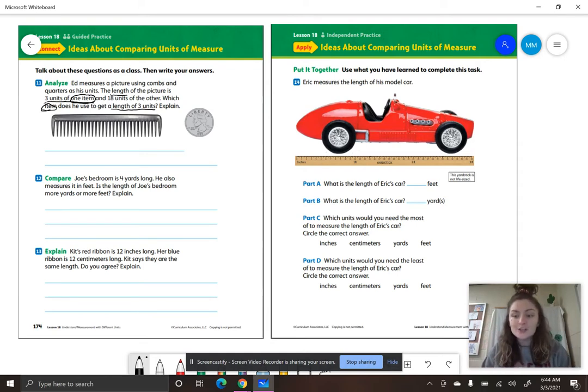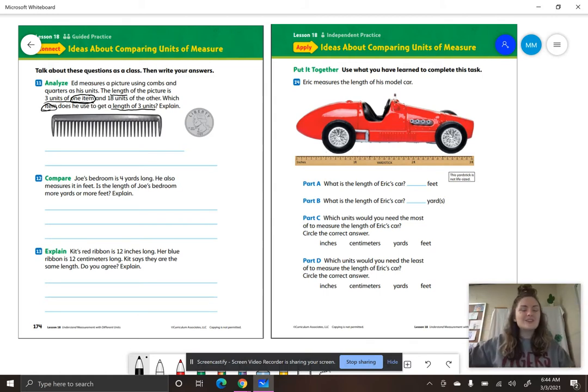So looking at the units that Ed used, which one would make the most sense for him to only use 3? Would it make sense for him to measure a picture with the length of 3 combs or the length of 3 quarters? Think about a picture. Let's say that my whiteboard is the size of a picture frame. Which one would make the most sense to use? 3 combs or 3 quarters? 3 combs, right? Because the combs are what?